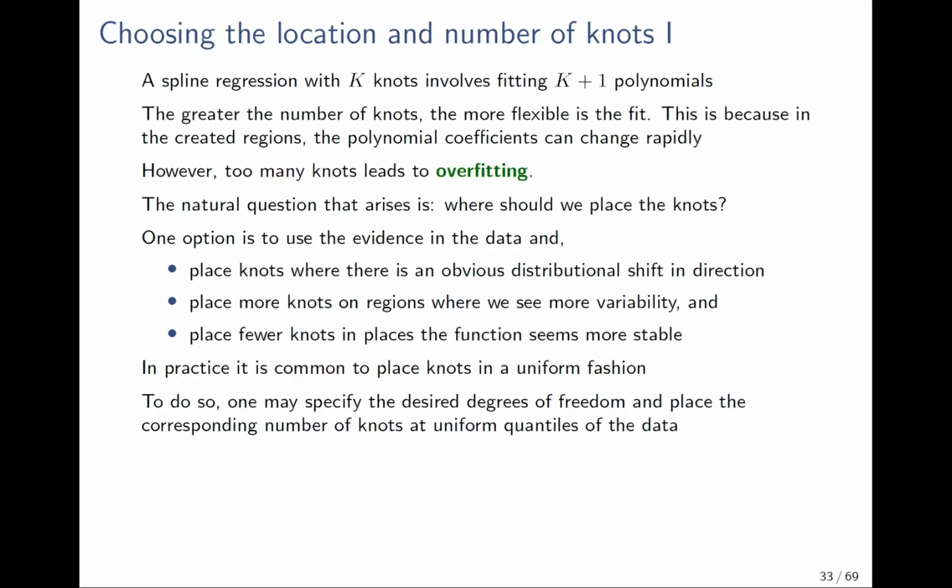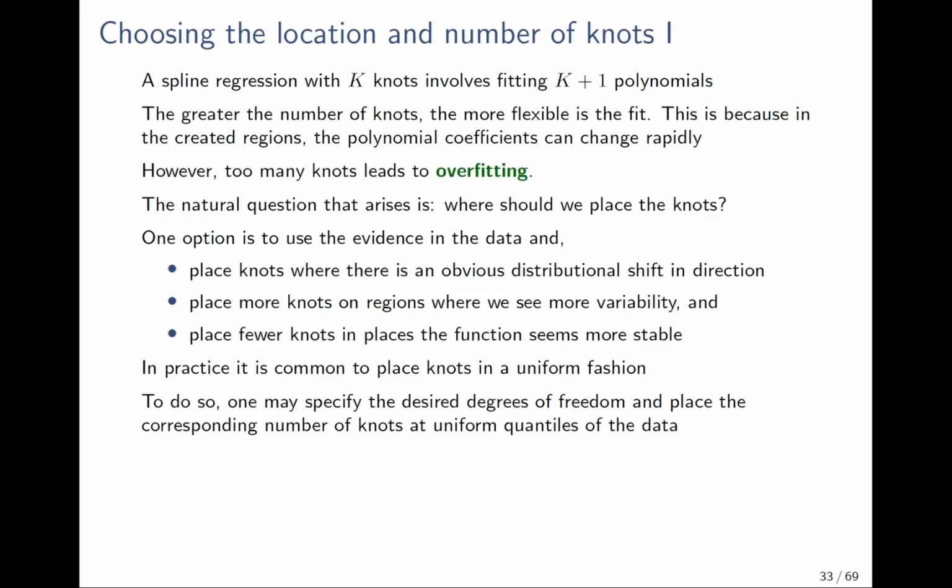Before I do that, I want to talk about how we choose knots, because they're obviously very important in fitting a semi-parametric model. A spline regression with k knots involves fitting k plus 1 polynomials, as we've seen, subject to some constraints. I also showed you earlier that the greater the number of knots, the more flexible the fit. This is because in the created regions, the polynomial coefficients can change rapidly. However, if we fit too many knots, we lead to overfitting. Overfitting, as I said earlier, is when rather than fitting the function that we're trying to estimate, we're fitting noise in the data.